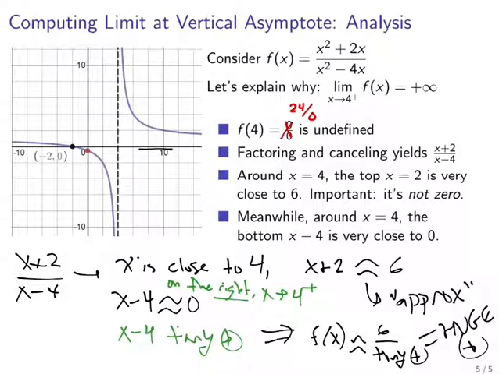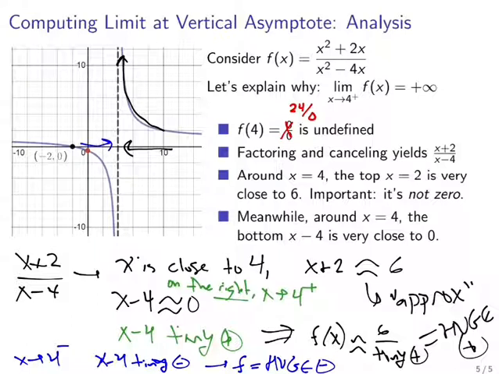As I approach 4 from the right, as I approach that asymptote, the curve is going to shoot upwards like that. Meanwhile, if I were to approach 4 from the left, from the other side of the asymptote, the only difference there would be the top is still going to be around 6, but the bottom is going to be a very tiny negative number, because if x is approaching 4 from the left, from below, then x minus 4 is going to be a really, really tiny number, but slightly negative. It's going to be a little bit smaller than 0. So when I do this ratio over here, I have 6 divided by a tiny negative number instead. It's going to make a huge negative output, and that's what I see happening on the other side of the curve.